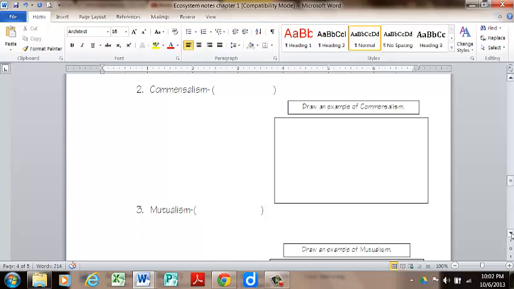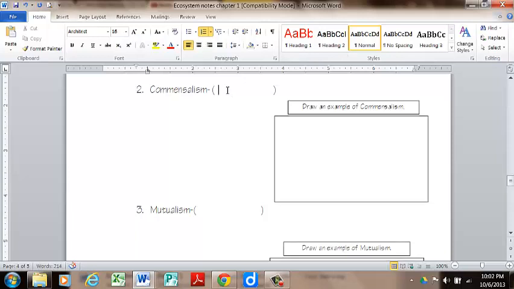So let's go ahead and stop and note that in commensalism, one species benefits. Although it's not a relationship where both benefit, at least one does. So we're going to note that this is a positive interaction between organisms. And let's go on and read a little bit about commensalism.